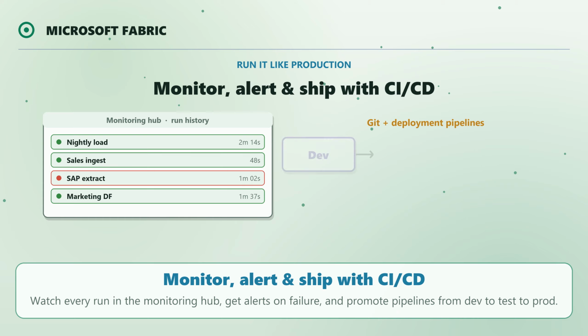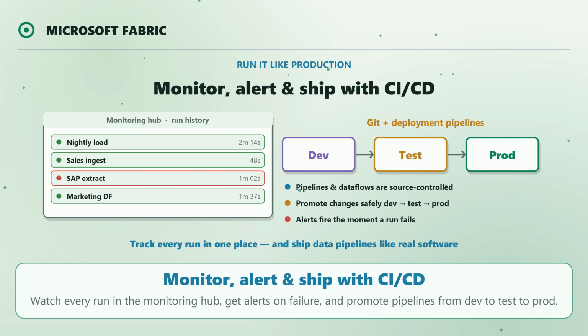One last thing separates a demo from a real production system: how you operate it once it's running. Data Factory has a monitoring hub where every pipeline run shows up with its status, its duration, and its full history. So you can see at a glance that the nightly load succeeded in 2 minutes, the sales ingest ran in under a minute, and the SAP extract failed once, but was automatically retried and then passed. You can drill into any run to see which activity took the time or where it broke. You can set alerts, so the moment a run fails, your team gets a notification instead of finding out from an angry stakeholder whose report is empty.